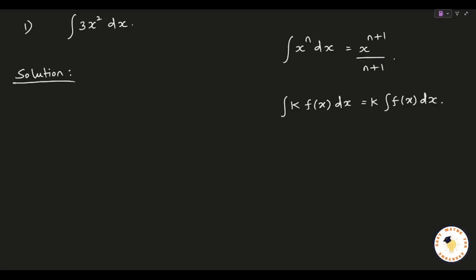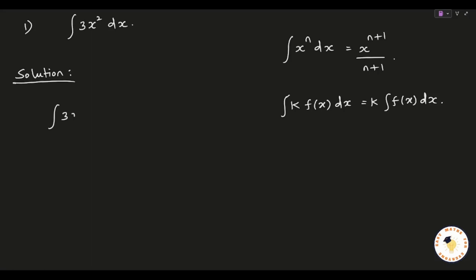Let's solve this sum: integral 3x square dx. The formula which we are going to use in this sum is integral x power n dx equal to x power n plus 1 by n plus 1, and the theorem which we are going to use here is integral k times f of x dx equal to k times integral of f of x dx.